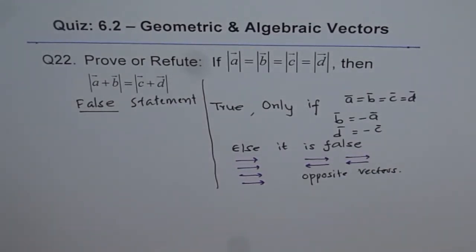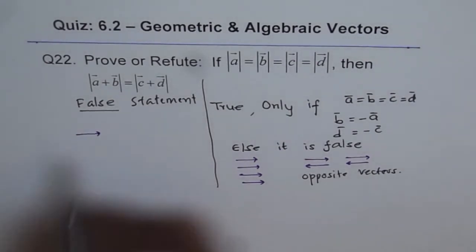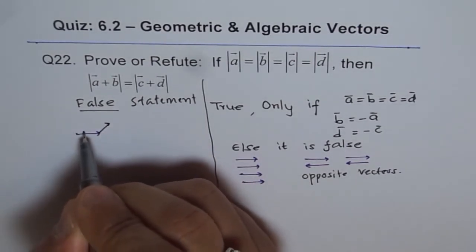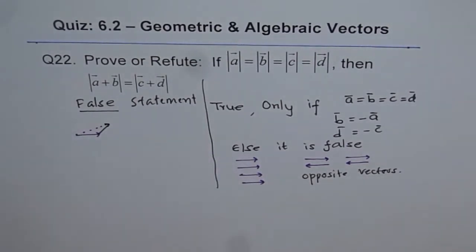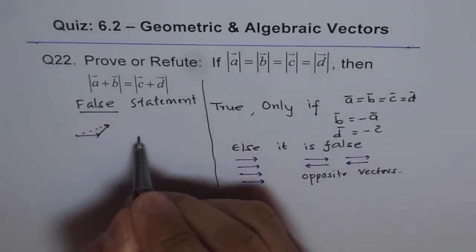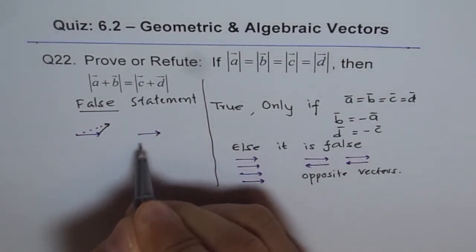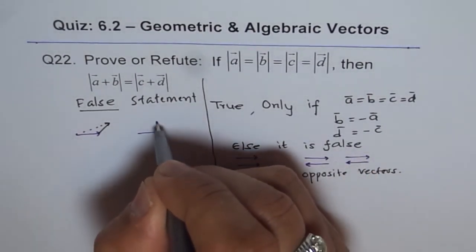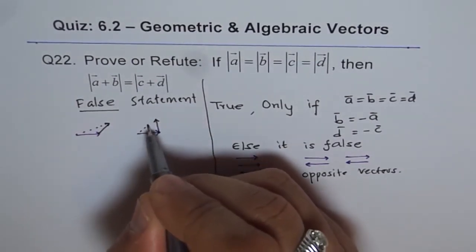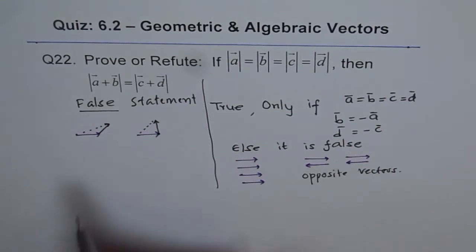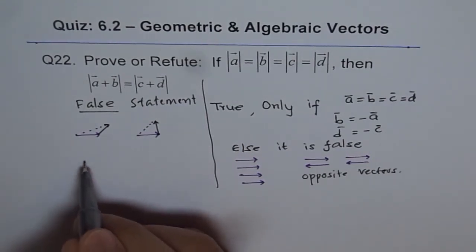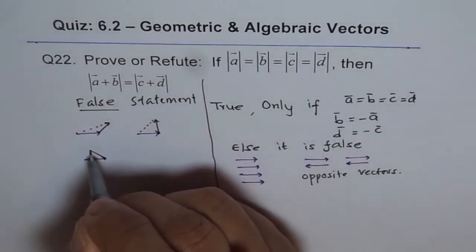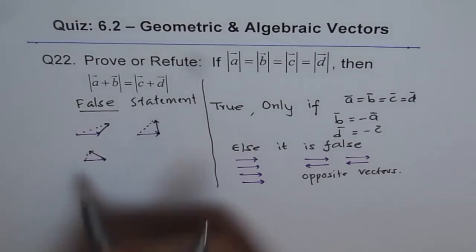But otherwise, in general, let us say this is my vector A, and this is my vector B. In that case, A plus B will be this. But if I have this as my vector C, and my vector D is kind of like this, in that case the sum will be this. So depending on their relative directions, we have different scenarios. If we have it like this, for example, the sum will be this much. So the sum is different in all the cases.